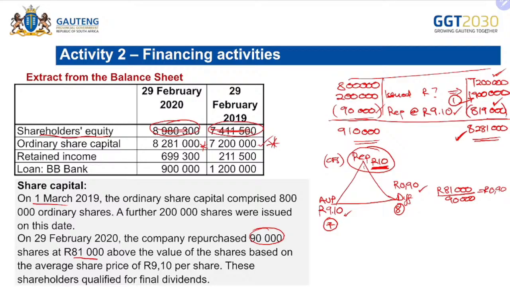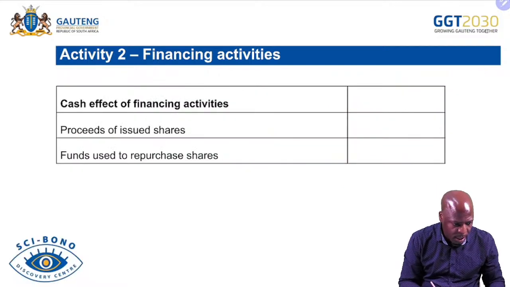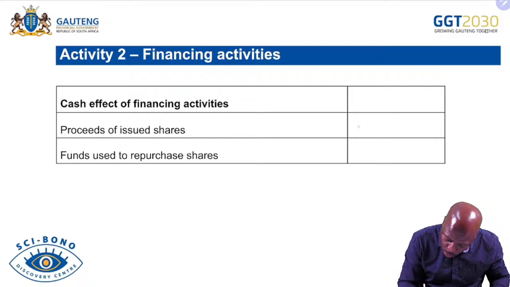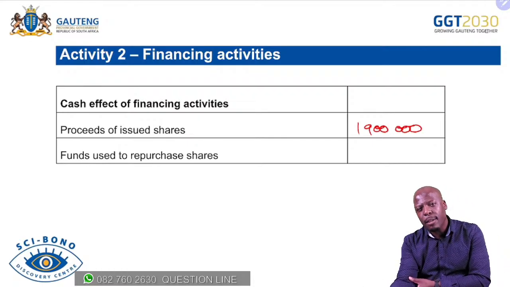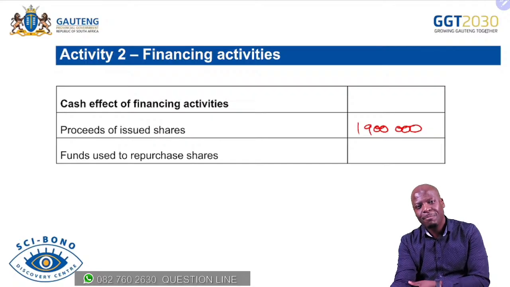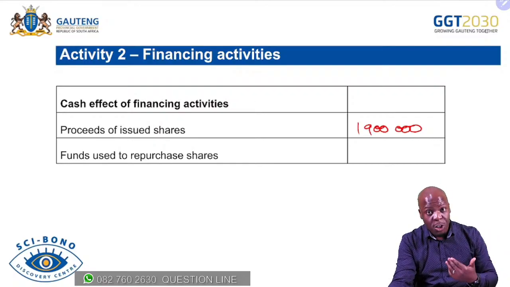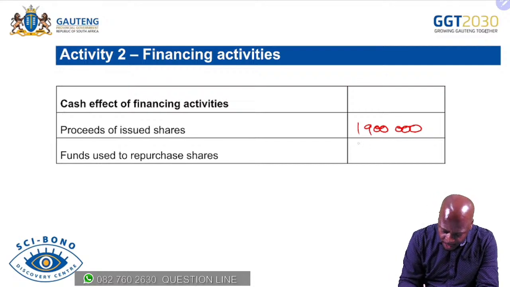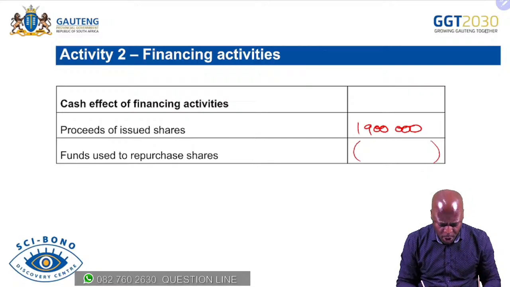Let's see. How then do I show this in my cash flow statement? Proceeds from the issue of shares. Remember, how many shares did I sell? I sold 200,000 shares, but how much did I get? I got 1,900,000. Do I consider that to be inflow or outflow? Proceeds from issue of shares. We gave them shares. They gave us the money. Cash inflow. You're correct. Funds used to repurchase. Once you are buying back, it will be a cash outflow.